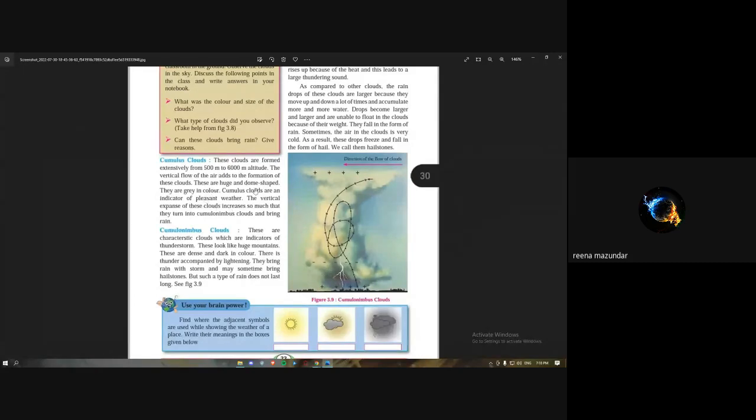Now these are huge and dome shaped. They are gray in color. These clouds are an indicator of pleasant weather. This gray colored cloud, the vertical expanse of this cloud increases so much that it turns into cumulonimbus clouds and brings heavy rainfall. This structure that we see here, this is the base. Seeing it, it feels like today's weather is going to be very good. There will be pleasant weather and everything will be fine.